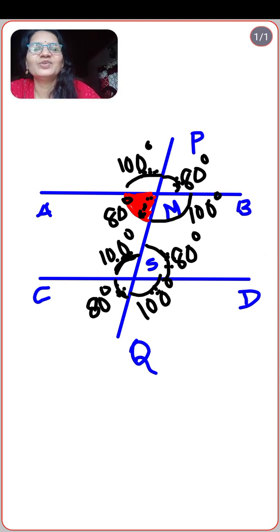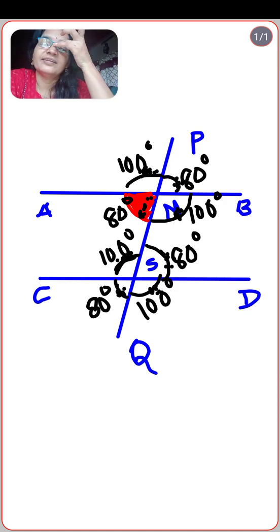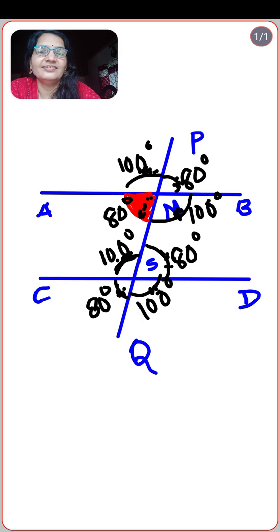What is the reason for this 100 degree angle? Can you say? Opposite angle of this 100 degree angle. These two are opposite angles. And these two are corresponding angles. And these two are alternate angles. Clear? Okay. Now, we are pairing angles in another way.